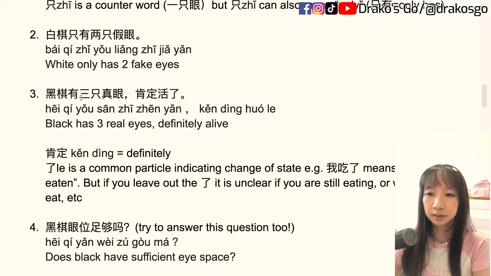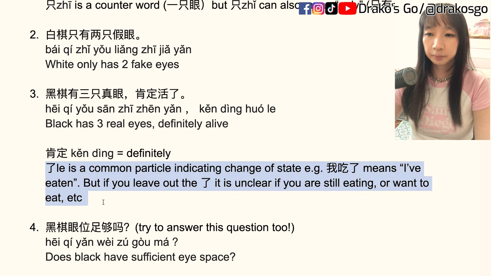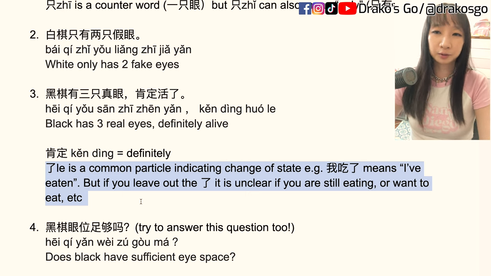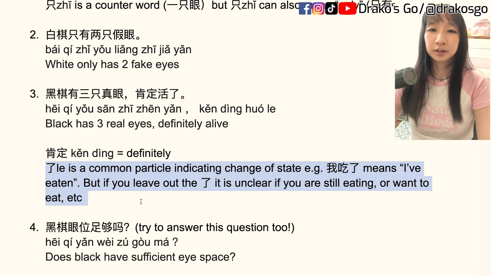Black has three real eyes. This is a new word, 肯定。肯定 means definitely. So 肯定活了 means definitely alive. In the first video, we learned that 活 is alive. And now I'll just introduce this particle 了。So as you can see here, it's a very commonly used particle to indicate that it's already done. So if I say 赢了 means already won. 赢 is to win, so like win a game, 赢. So if you just say the word 赢, nobody knows whether you're saying I'm going to win, or I've won already, or I want to win. So if I say 赢了, you know it means won.